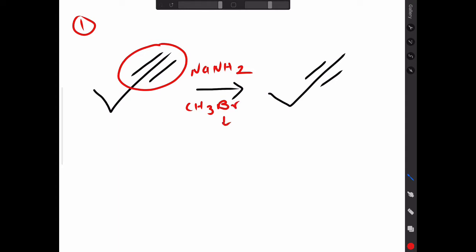Then, once we add methyl bromide, the carbanion acetylide will attack the methyl group of the methyl bromide in an SN2 pathway and form the internal alkyne, which is an alkyne without acidic hydrogens, having alkyl groups on both of the ends.